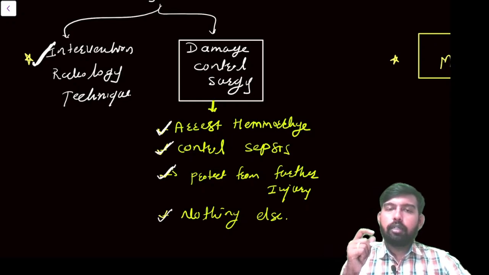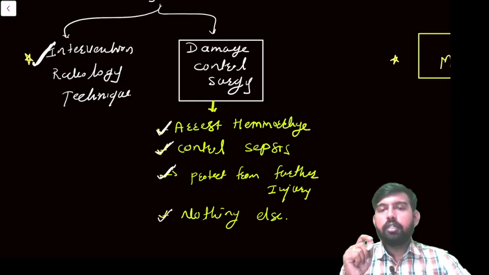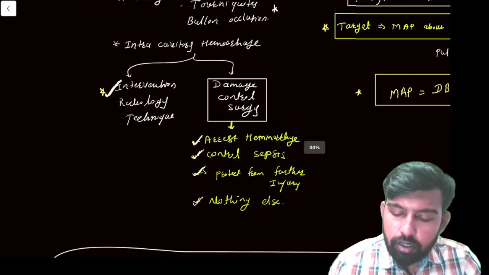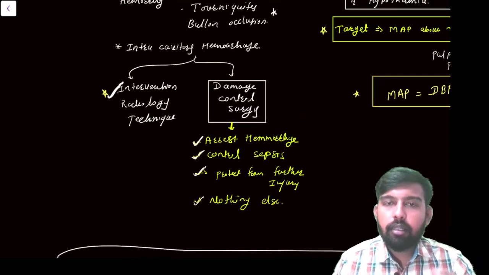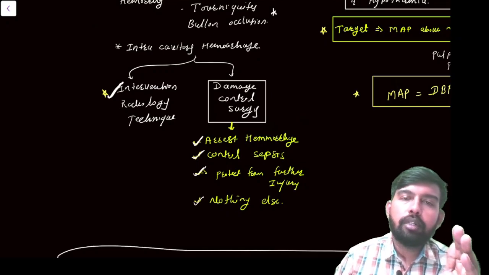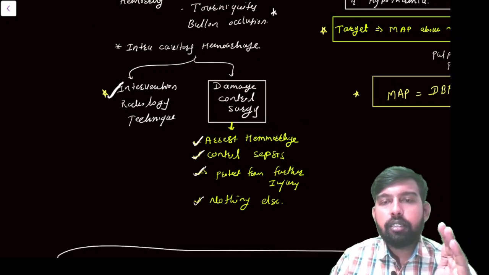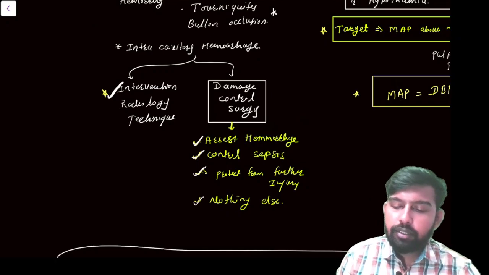So in damage control surgery, the priorities are control of the hemorrhage and control of the sepsis. Physiological correction is more important than anatomical correction. More detail about damage control surgery will be seen in the trauma section.